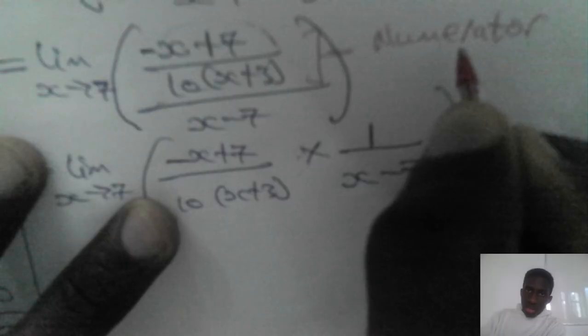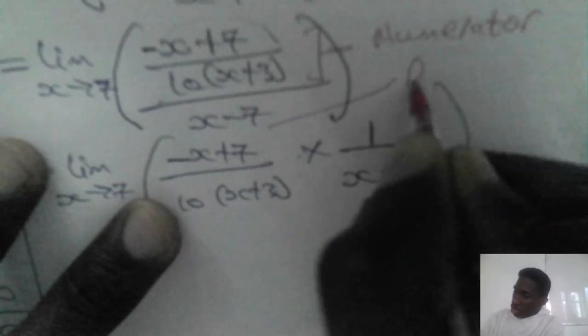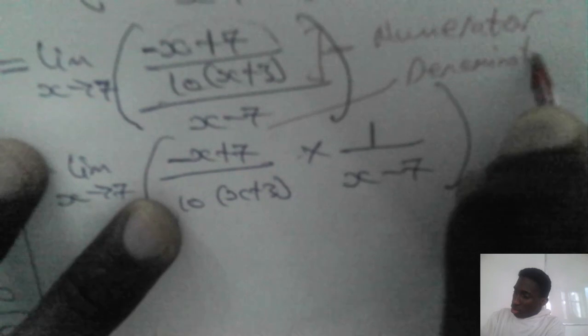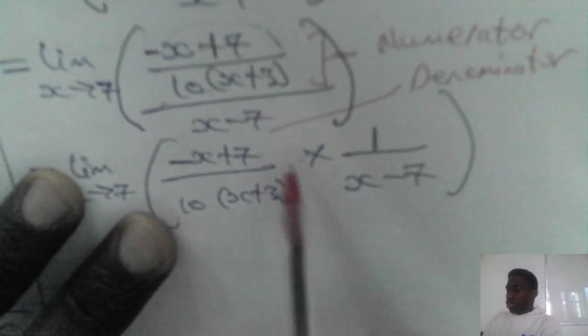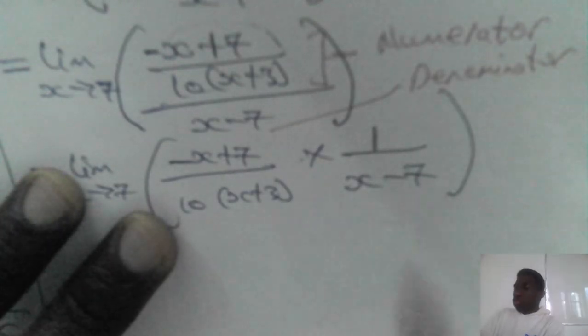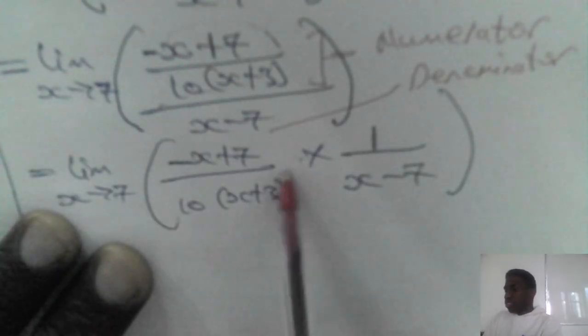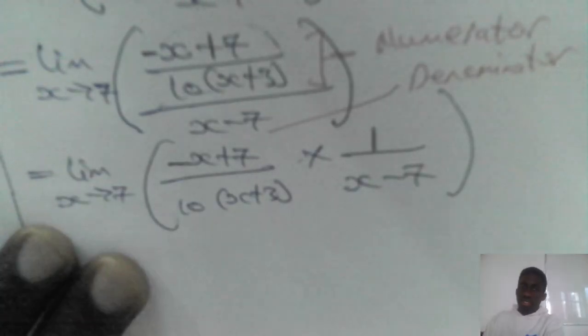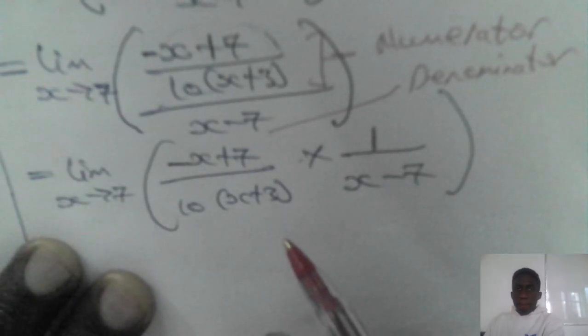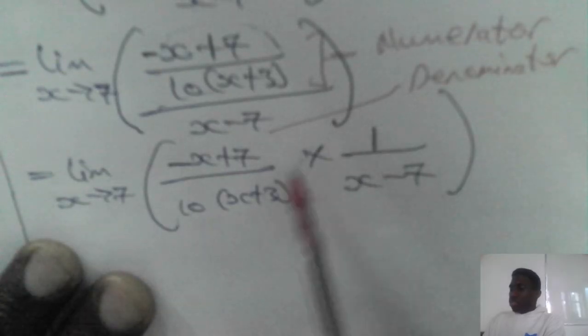Remember, this is the numerator and this is the denominator. So of course, the denominator would always have the 1 over. So 1 over this. So this is this times 1 over this. That's what it means. This multiplied by 1 over this still means the same thing, actually.